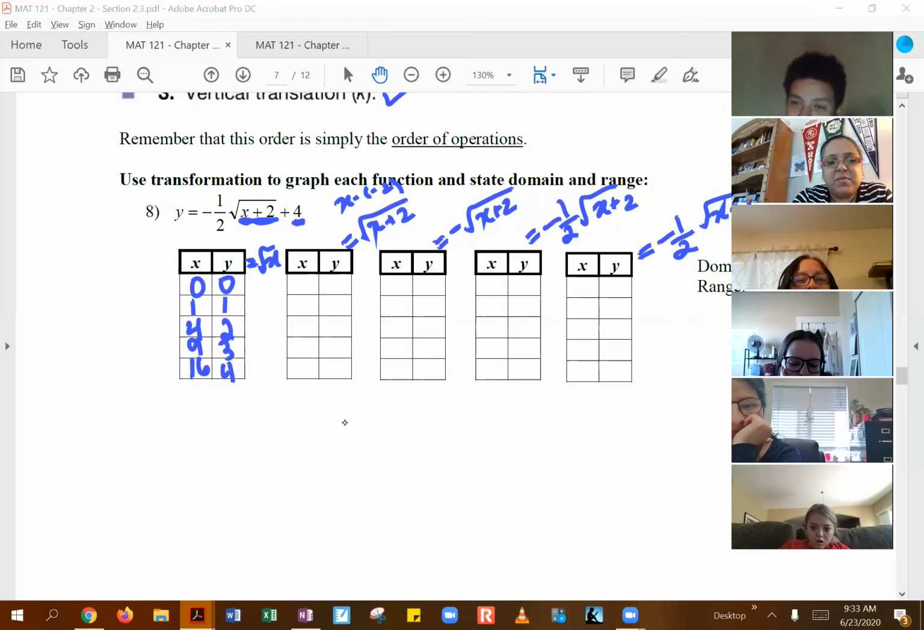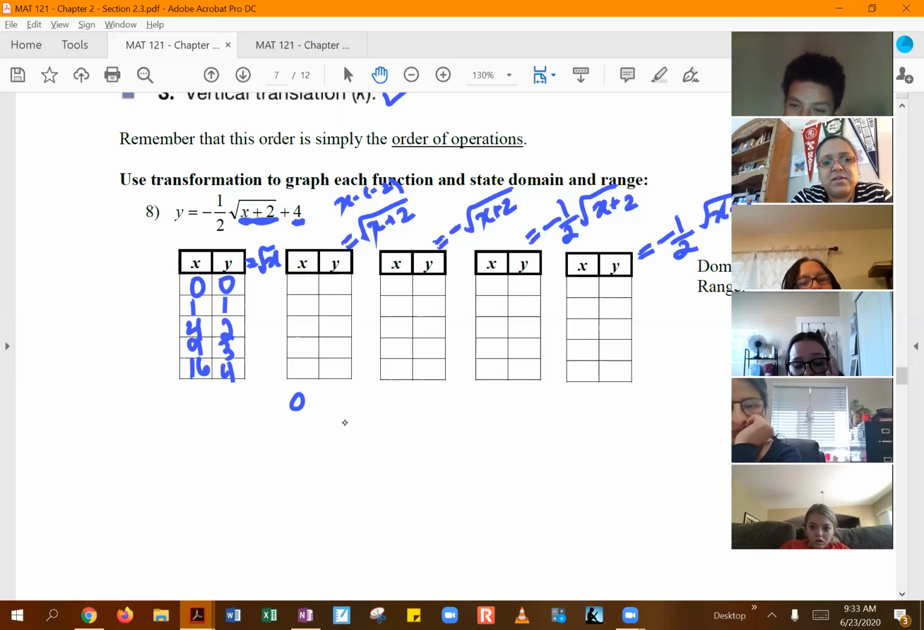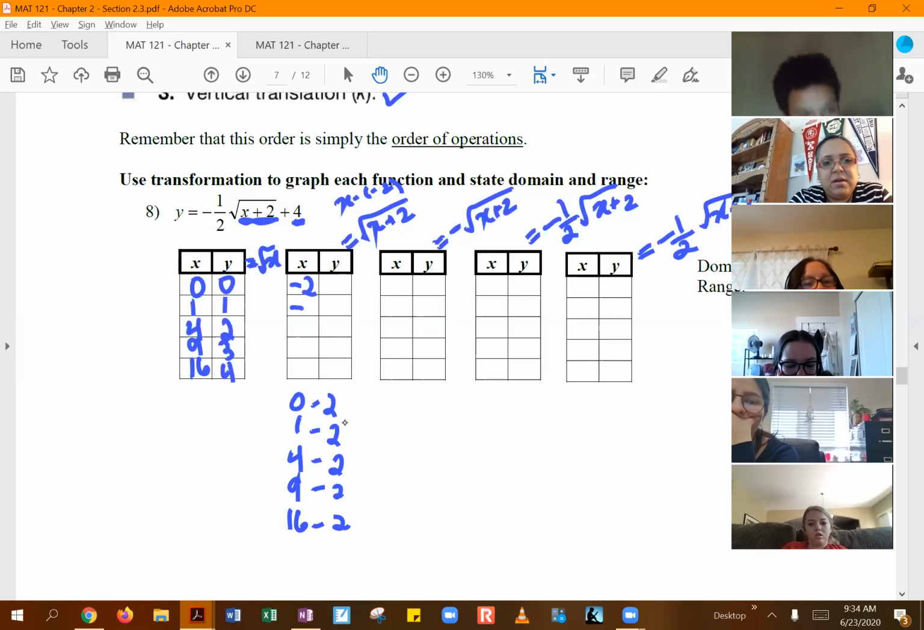So this guy is actually moving to the left, which means from each of our x values, I'm going to subtract 2. So each of our x values, the original that we had used, subtract 2 from each of these, which will end up giving us negative 2, negative 1, positive 2, positive 7, and what would that be, 14? And of course, once we put this inside the radical, you'd be adding 2 again. So you will essentially end up with the same numbers again.